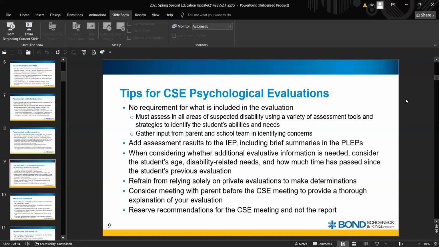And if we do decide to skip a reevaluation year, maybe just do a records review, my recommendation is that we don't do that twice in a row. So the next time the student comes up for a reeval, we do a full reevaluation. But it is preferable, if you can, to do that reevaluation every 3 years. Questions about that?